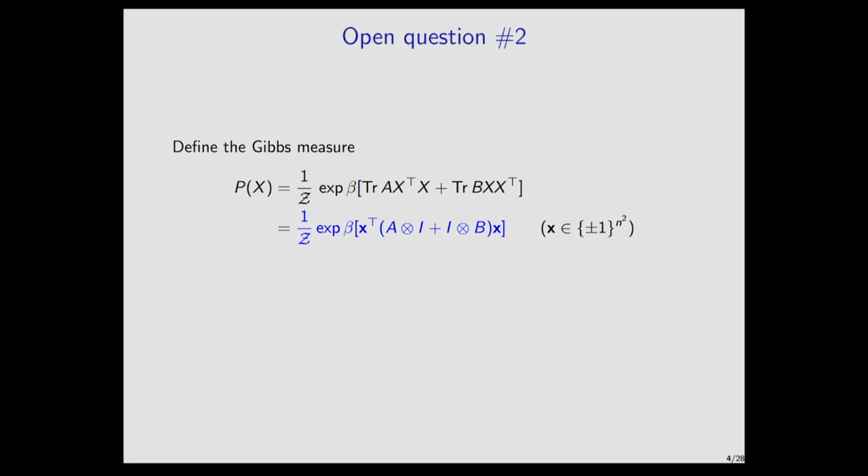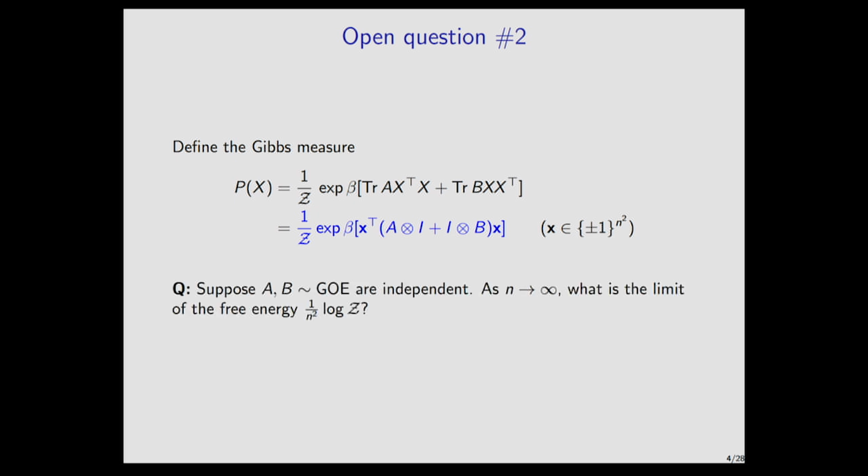So I define a probability measure in the usual way, where the distribution is proportional to the exponential of beta times this Hamiltonian. And again, this Hamiltonian takes this Kronecker-product kind of form. If I write it in terms of the vectorized version of X as a vector of length n squared, the Hamiltonian has this quadratic term that's defined by an A Kronecker I plus I Kronecker B. Okay.